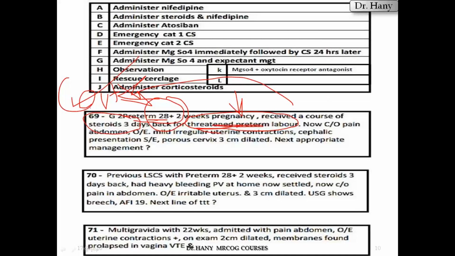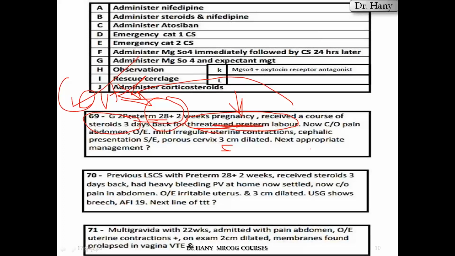So even if the patient took corticosteroid, I can give tocolysis not only for the corticosteroid but to extend the pregnancy, if the woman has no PPROM or bleeding. Okay? No complaint. Now the patient complains of abdominal pain, mild irregular uterine contractions, and the cervix is 3 centimeters dilated. Next appropriate management?